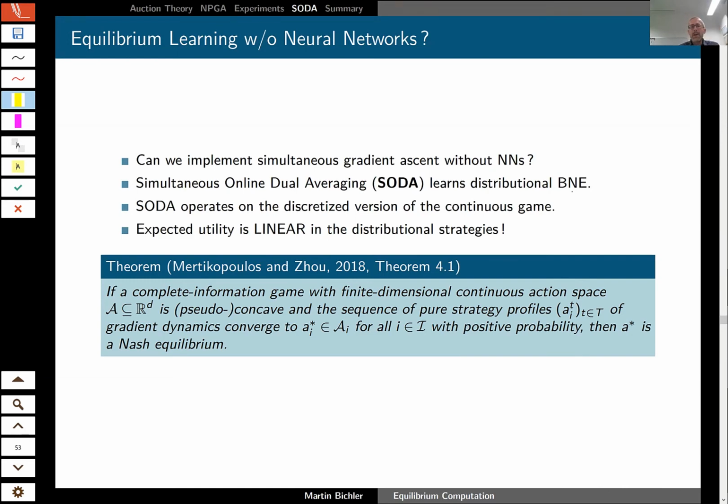So per definition, our utilities are even linear in the distributional strategies, and whether they describe a pure strategy, that's something we can check, right? So essentially, if we converge, we now have evidence that it is also a Nash equilibrium.